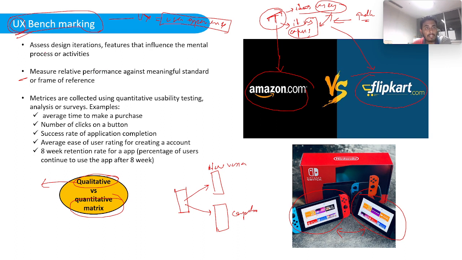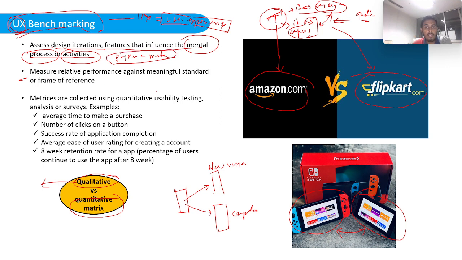Now I'll discuss how we do that. But first, we need to understand that UX benchmarking, that is user experience benchmarking, we do to assess design iterations, which I already told you, and features that influence mental processes or activities. When you are comparing two designs, or comparing your new design with a competitive product, you are trying to evaluate in terms of mental processes that are required and in terms of activities that are required. That means you are evaluating both physical as well as mental processes. But how? We'll discuss.